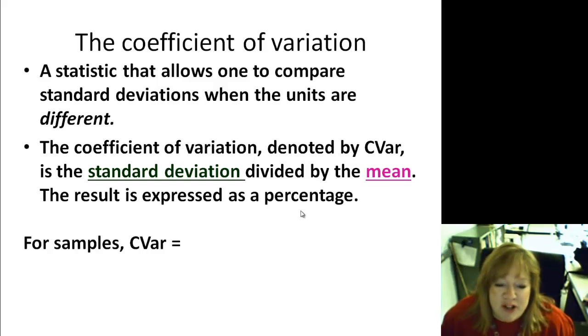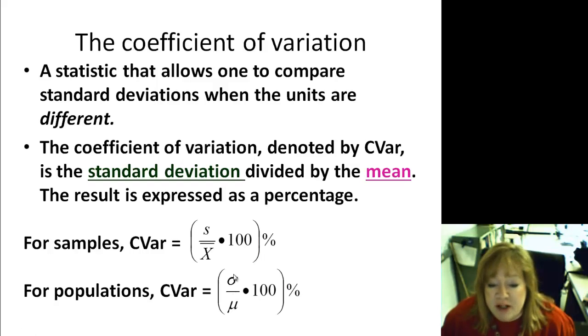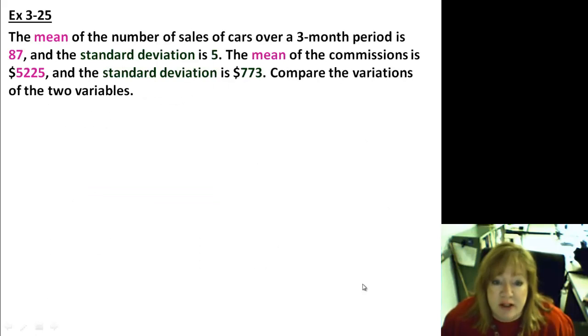Your book kind of is mathematically fudging it a bit. So I like to put it like this. Here's the standard deviation, little s, over the mean, which has a bar on top. And I multiply by 100 and put a percentage symbol at the end. But if you can change a decimal to a percent, that's all you do. If it's a population, they use the other little symbols: sigma for standard deviation and mu for the mean. Pretty easy. Standard deviation divided by the mean. That's all it is.